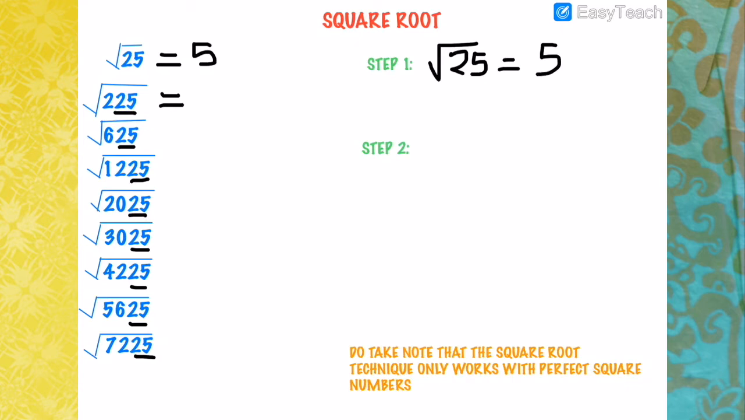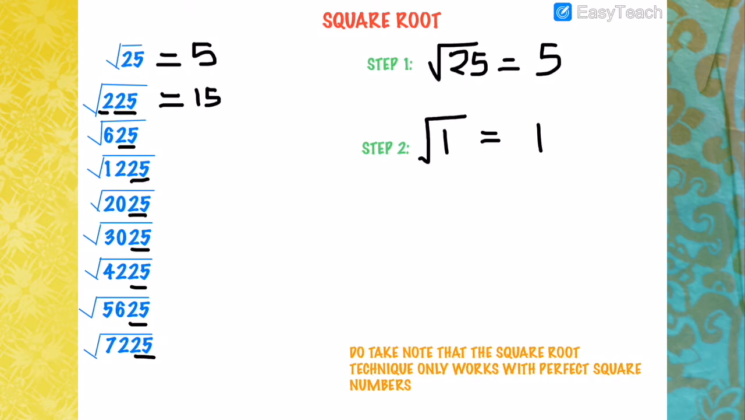Now the second step is to look at the next number, which is 2. What number before 2 is a perfect square? That is correct, the number 1. You take the square root of that number, 1, which is 1. Therefore, the square root of 225 is 15.